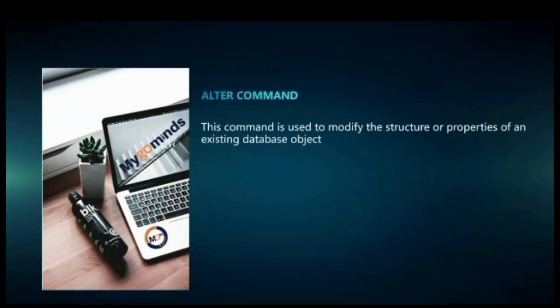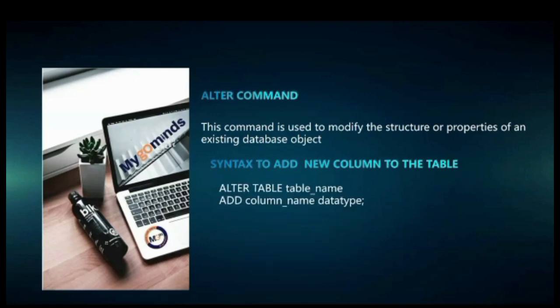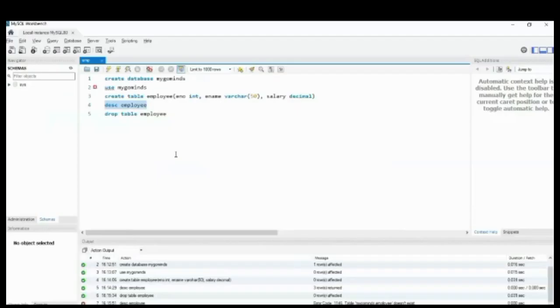Alter command is used to modify the structure or properties of an existing database object. That means we can add a column to the table by using the alter command, or we can drop a column from the table using the alter command. The syntax to add a new column to the table is alter table name, add column name data type. Let us see this in the MySQL Workbench.